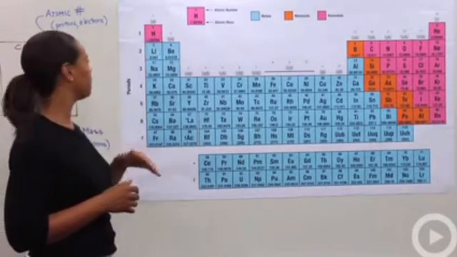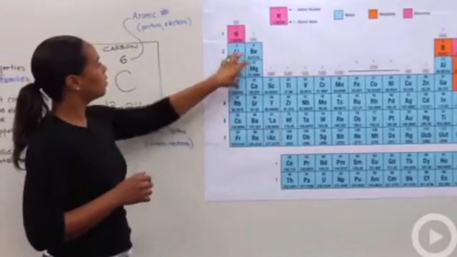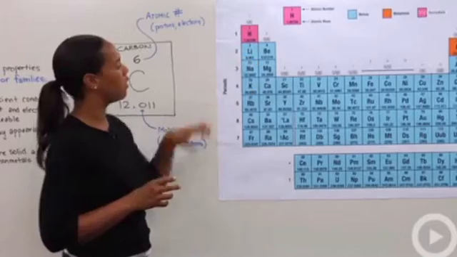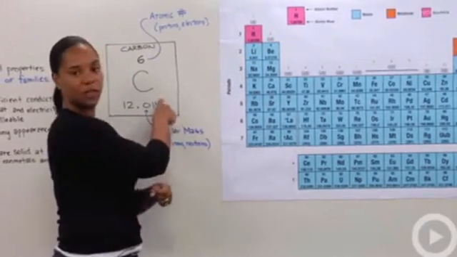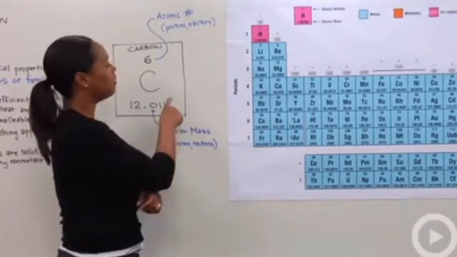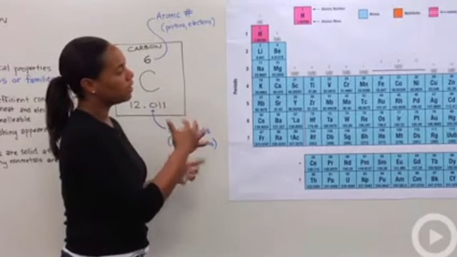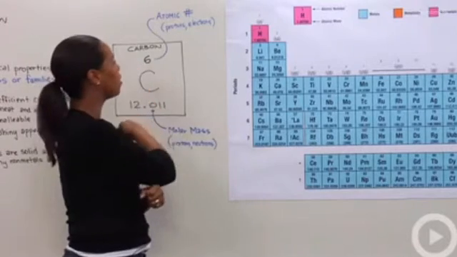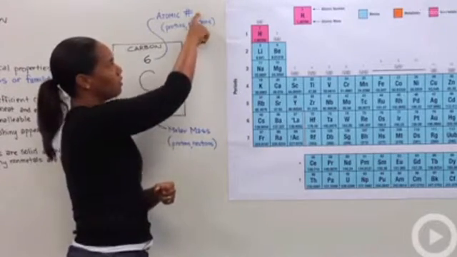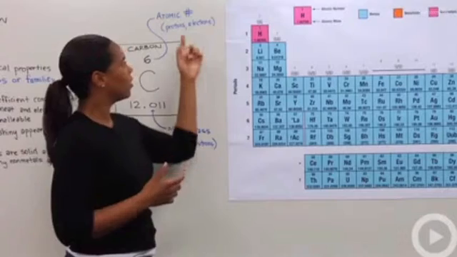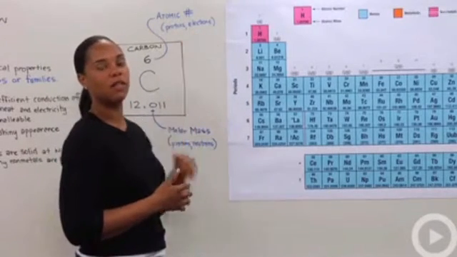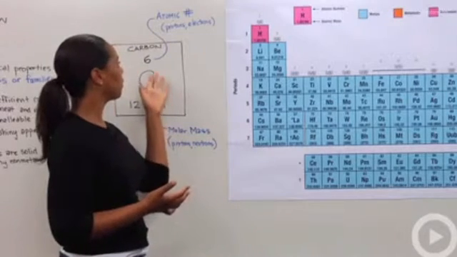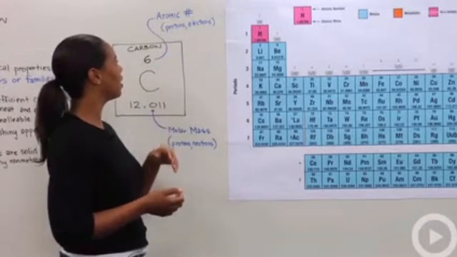What is contained here is, if you zeroed in on one of these boxes, let's pick carbon because carbon is the stuff of life, you would see a few numbers contained therein. Above carbon is the number 6, and that indicates the atomic number. The atomic number tells you how many protons and how many electrons are contained in an element. That's why you have the atomic number at the top.